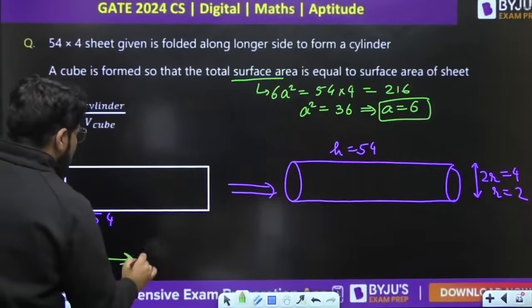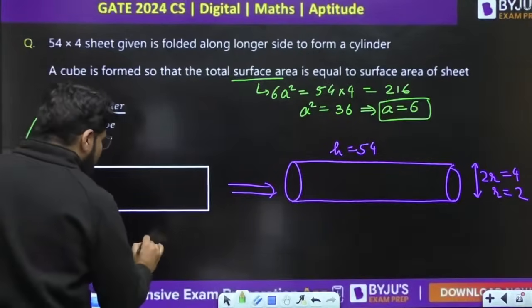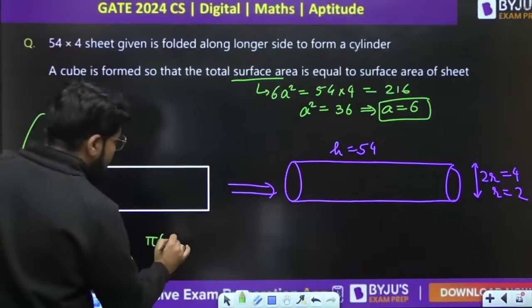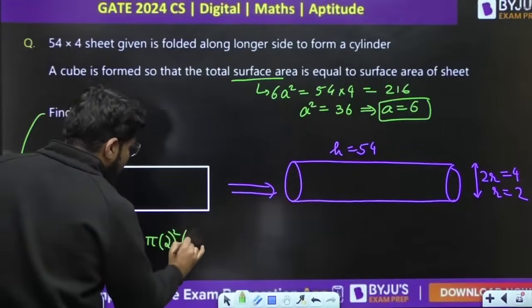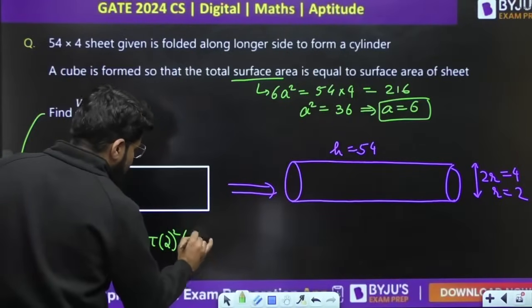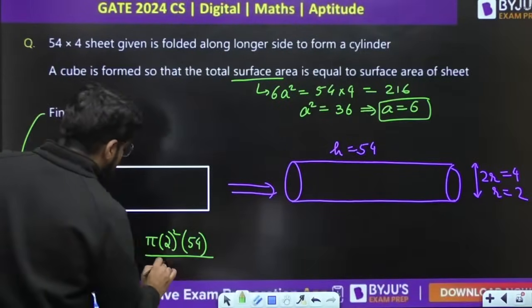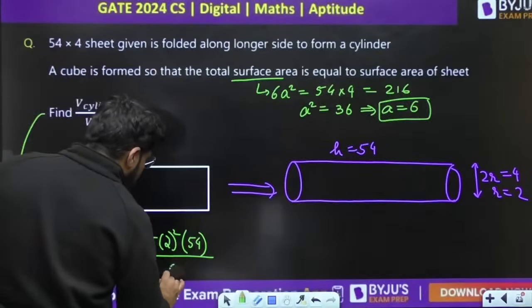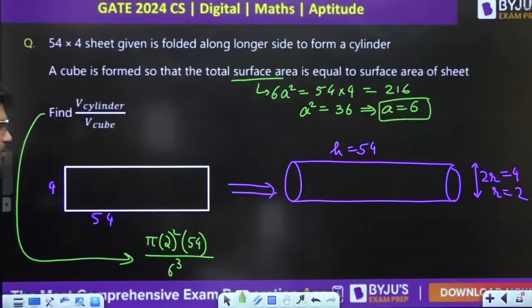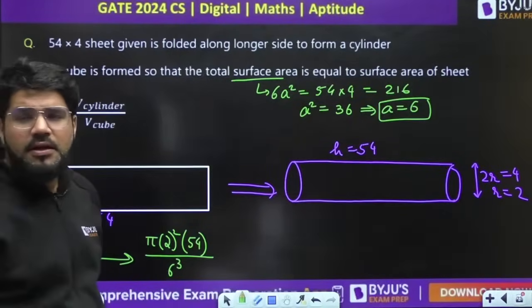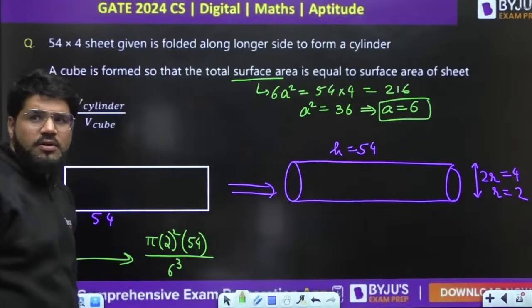What is the volume of the cylinder? Volume of the cylinder, pi r square h. What is the radius of the cylinder? 2. So pi into 2 square into h, which is 54, is divided by the volume of the cube, that is a cube. Done hai? ठीक है. Now whether it is NAT or what?